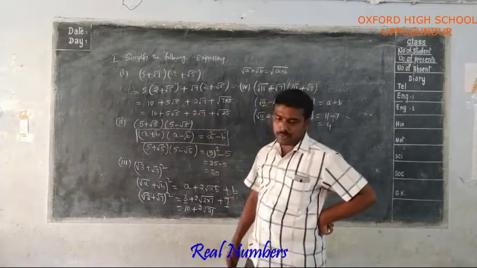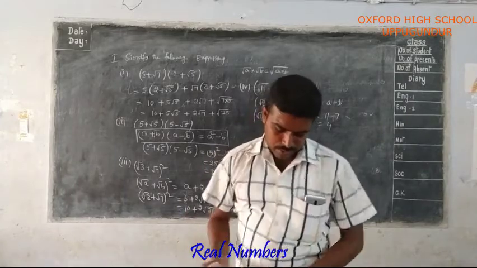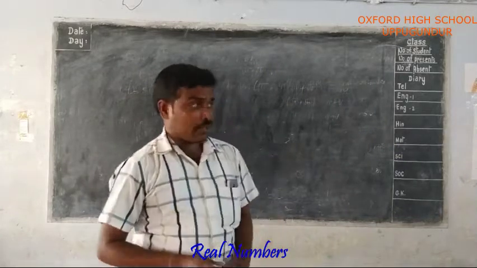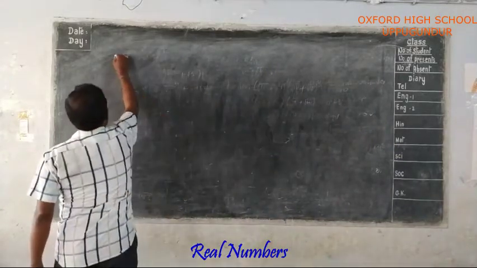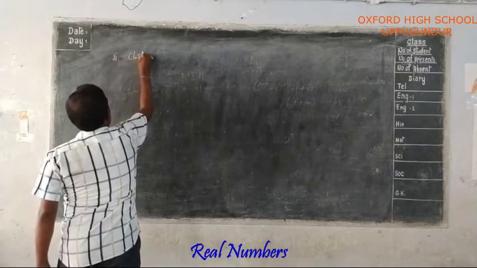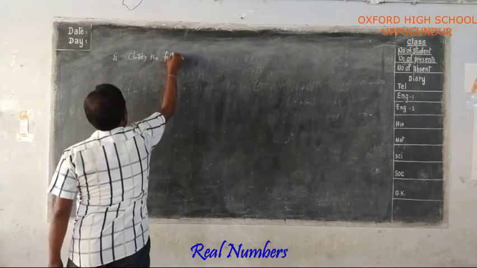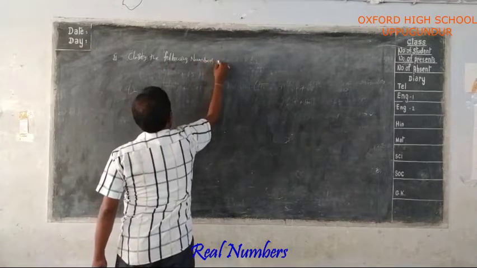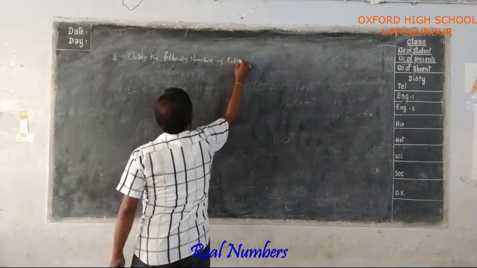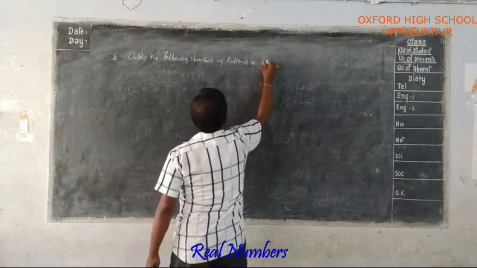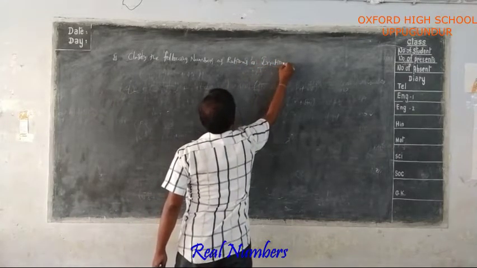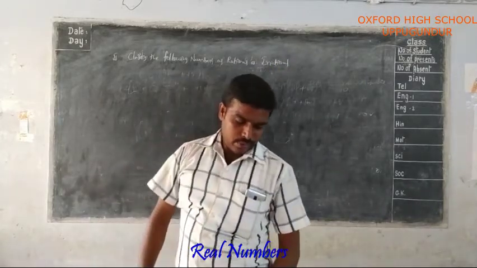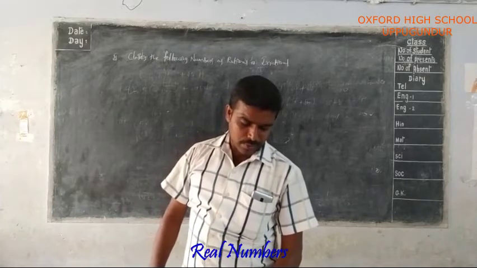So this is about the first round. Next round. Second round: rational or irrational. Classify the following numbers as rational or irrational. So you have to classify whether the given numbers are rational numbers or irrational numbers.